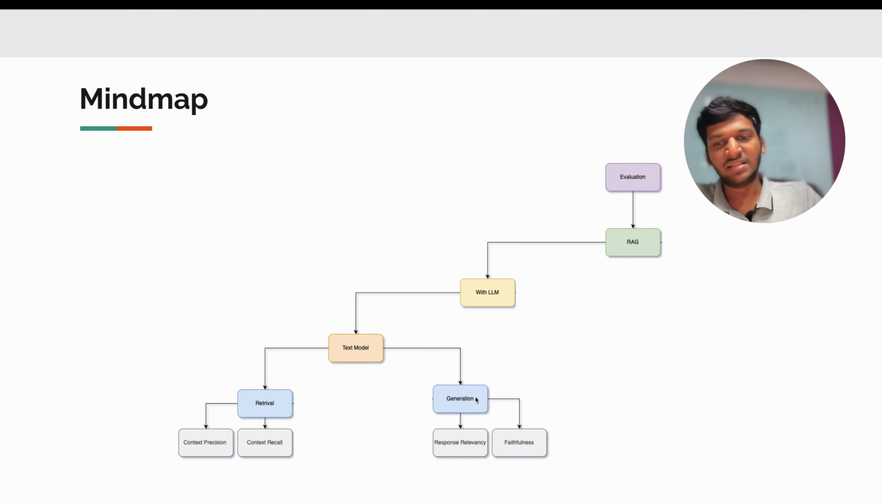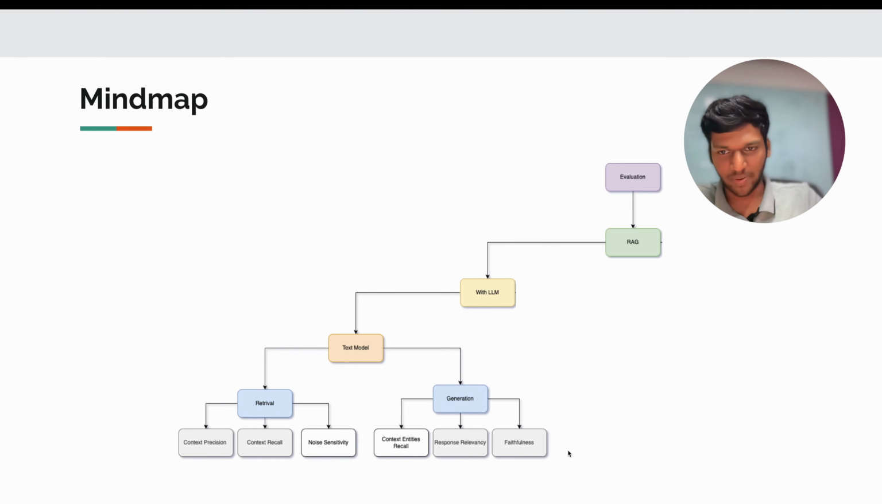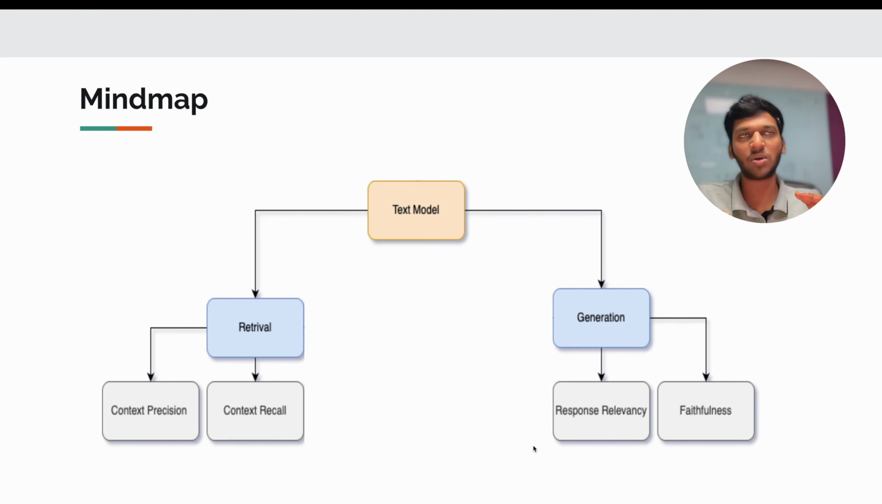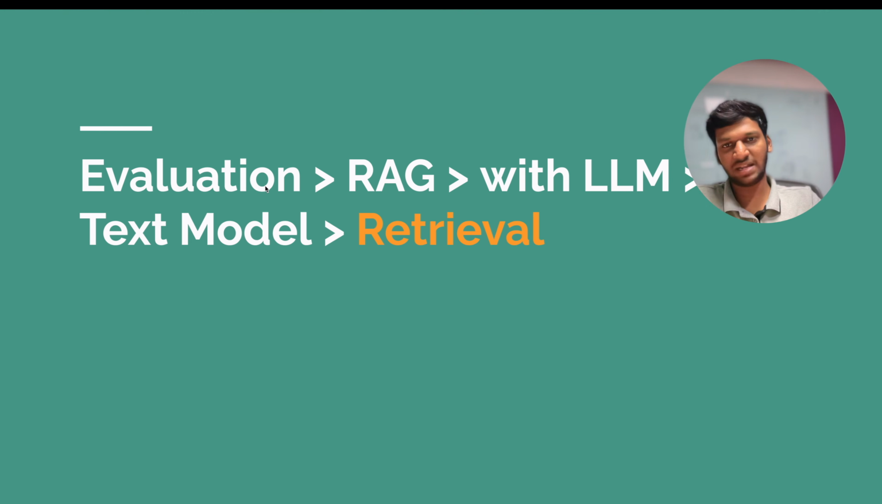LLM is generating. Inside that, there are actually six topics in total. One is context precision, context recall, noise sensitivity, context entity recall, response relevancy, and faithfulness. But we will be leaving out noise sensitivity and context entity recall. We are only taking context precision, context recall, response relevancy, and faithfulness, because these are four important metrics. With these four metrics, we can even go to production. These are production metrics for sure. Inside the text model, in the retrieval part we are going to see two metrics, and in the generation part we are going to see two metrics.